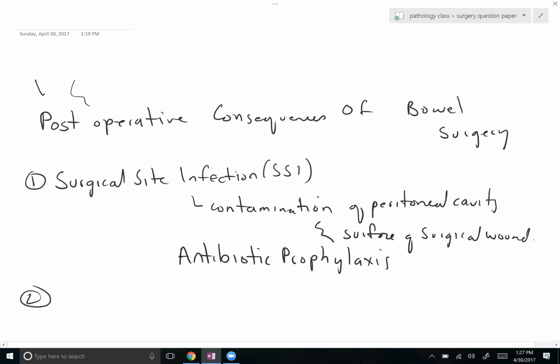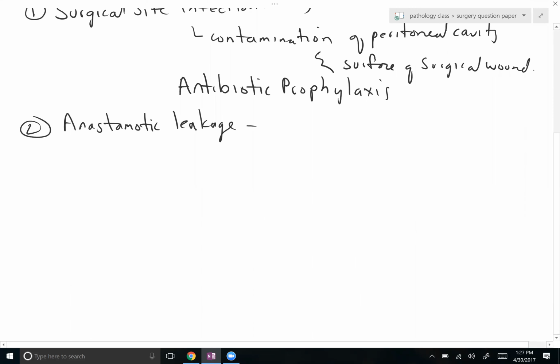Okay, next is the initial one. We can say it is an initial one. The next one is anastomotic leakage. Basically, when we're talking about anastomotic leakage, this is a serious complication, a very serious one, and it is an emergency situation.